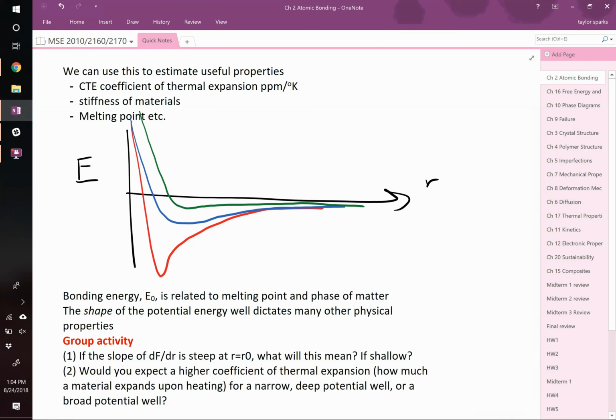Now, if one's a ceramic, one's a polymer, and one's a metal, how would you guess which one's which? Does this graph tell you anything that might be useful? Ceramic versus polymer versus metal. Here's a tip. Think about the melting point of those 3 different things in general, and then think about how energy might tell you something about melting point. So turn to your neighbor and take a guess. Metal, ceramic, polymer, which one's which?